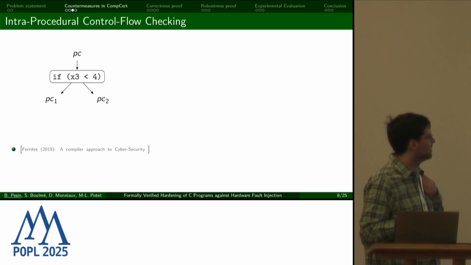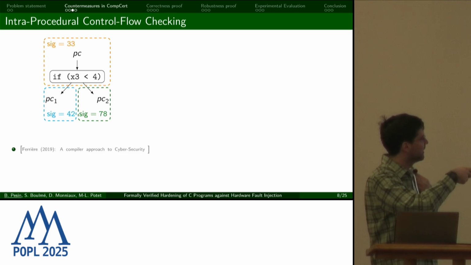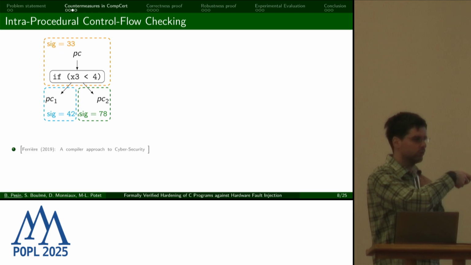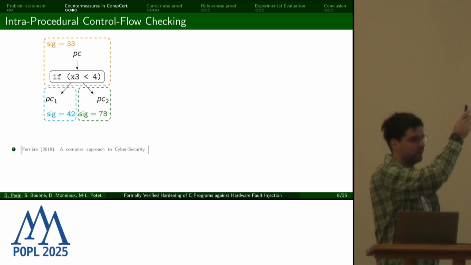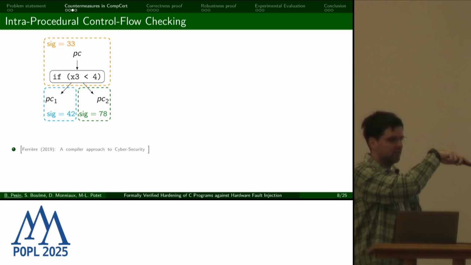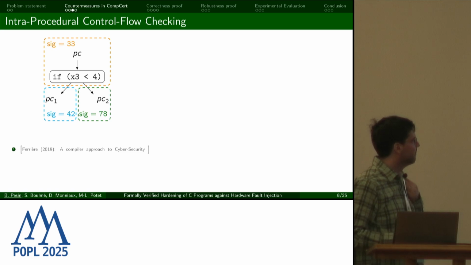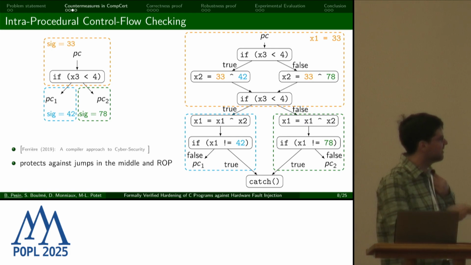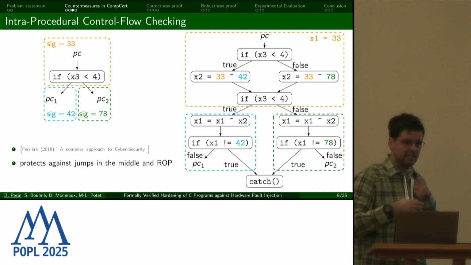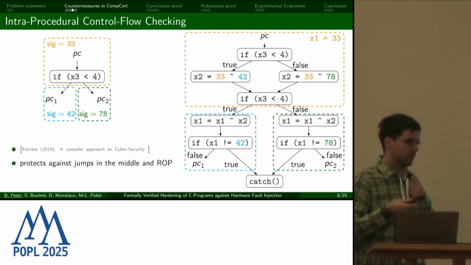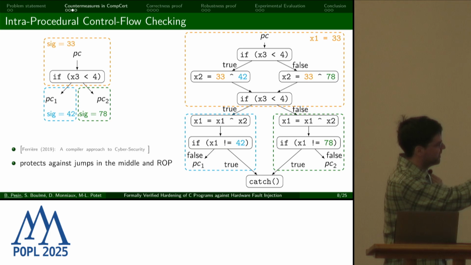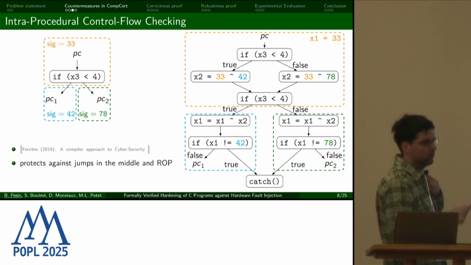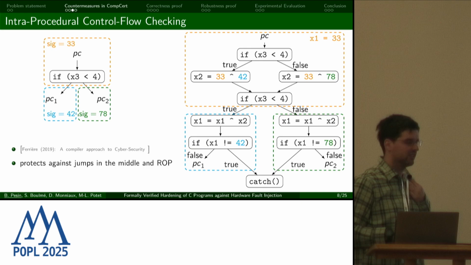In practice, it's implemented like so. The idea is to attribute a signature to each basic block in your source program. So here we chose 33 for the block before the test and 42 and 78 for the blocks after the test. And then you will generate a code that looks like this. So let's detail it. This signature 33 characterizes at every time the basic block in which the execution is. And so we store it in a special register introduced by this compilation pass, which here is x1 at the top right, which we call the general signature register.